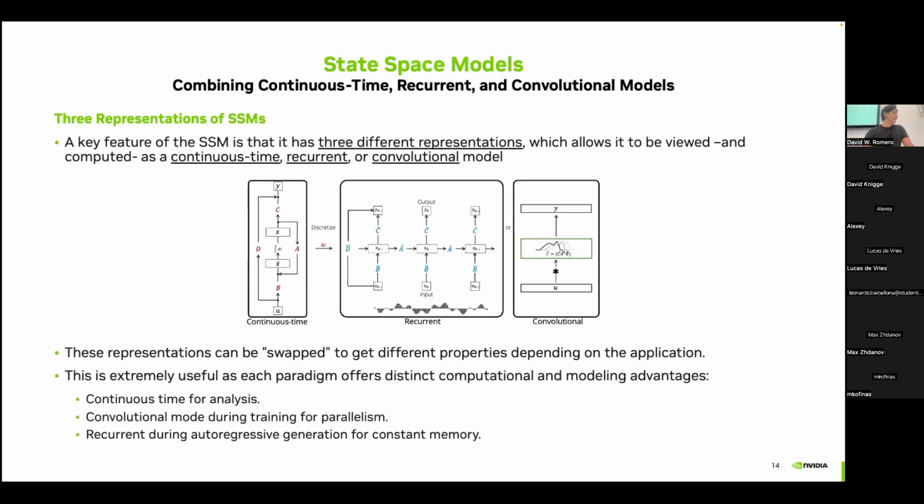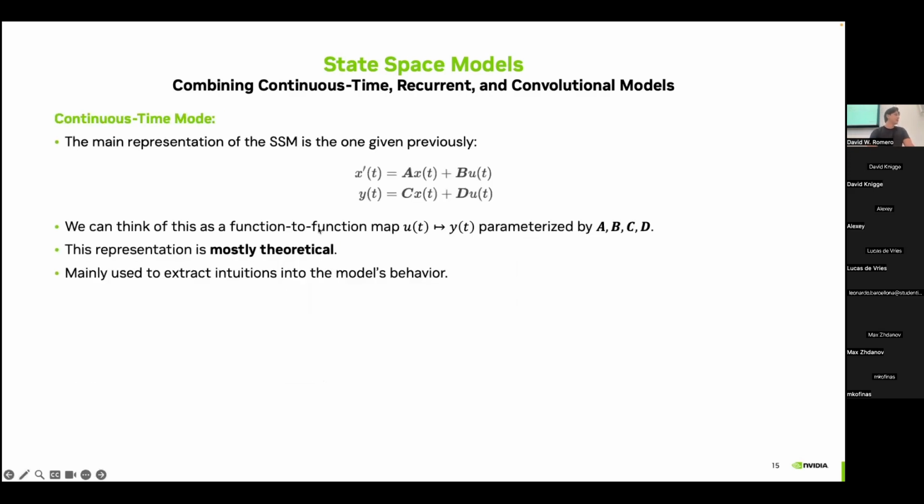So let's start analyzing the different types. We're going to start with the continuous mode. Now, the continuous mode, we already saw, is this one here. Basically what this is saying is that the SSM is a function-to-function map that maps U, the input, to Y, the output. And it's parameterized by these different matrices. And this representation is not really useful in practice, let's say it that way. It's mostly used for theoretical grounding and understanding what is happening, and coming up with initialization techniques and stuff like that.